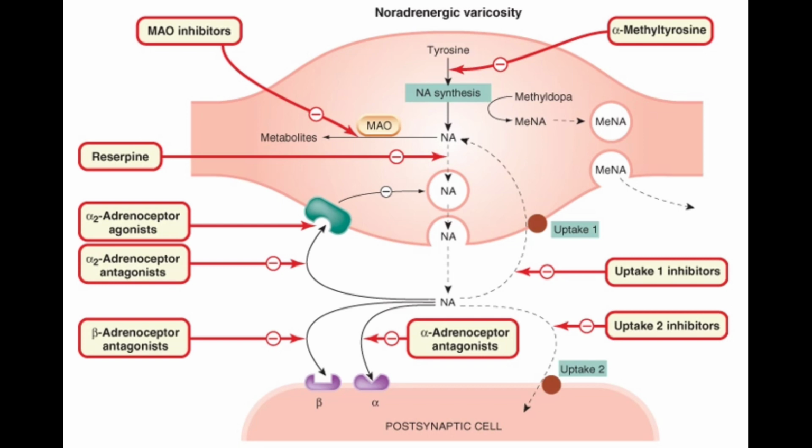This picture summarizes the site of drug action on noradrenergic nerve terminal. We have explained in the last couple of lectures drugs that inhibit noradrenaline synthesis. For example, we mentioned metyrosine, alpha-methyltyrosine, that blocks tyrosine hydroxylase and reduces noradrenaline synthesis. Methyldopa gives rise to false transmitter methylnoradrenaline, which is a potent alpha-2 agonist causing powerful presynaptic inhibitory feedback, sometimes used as an antihypertensive drug.